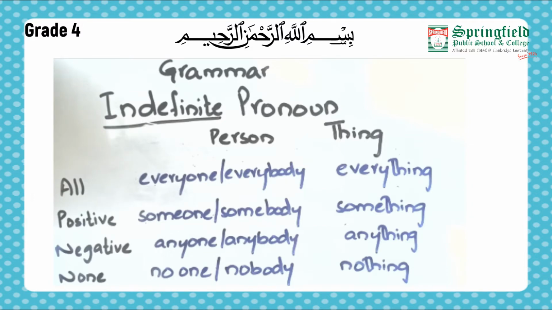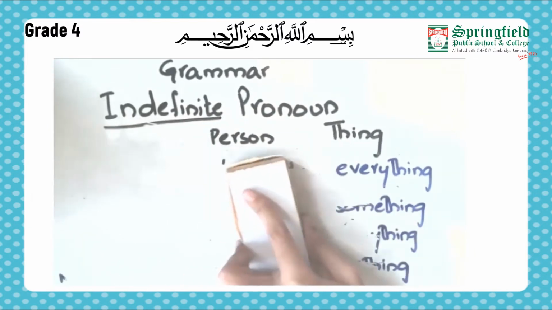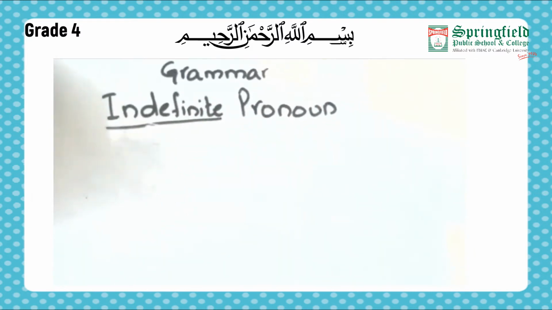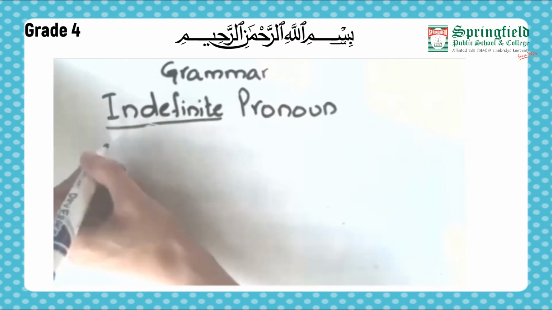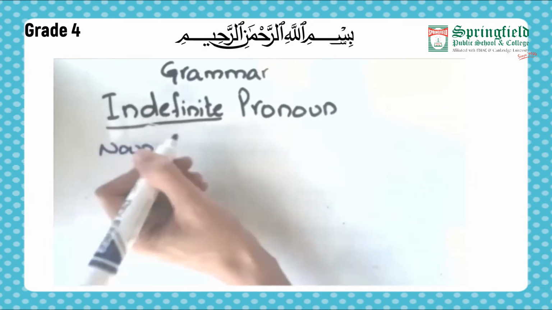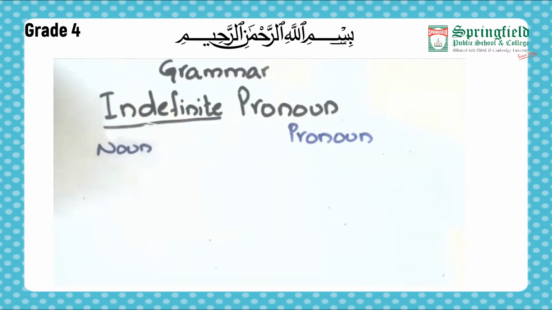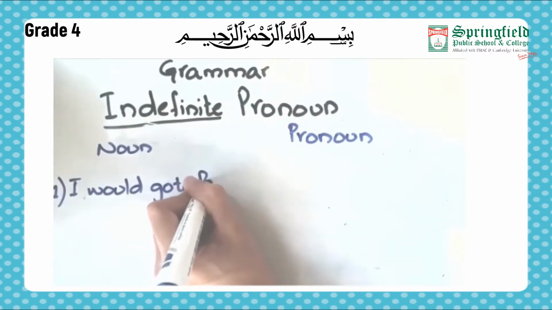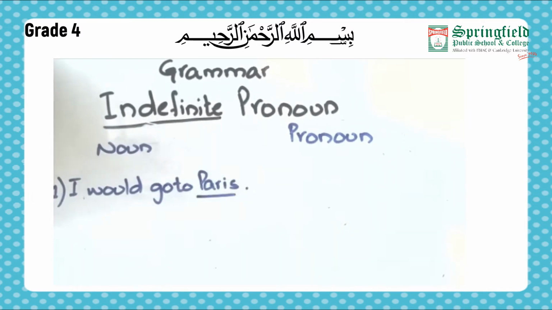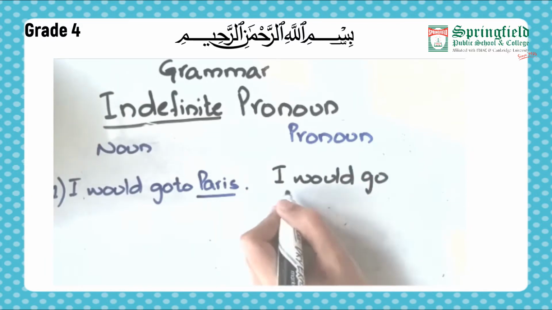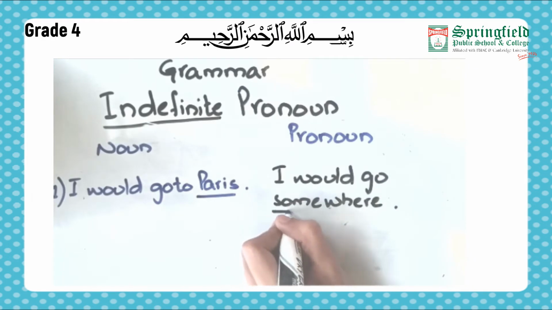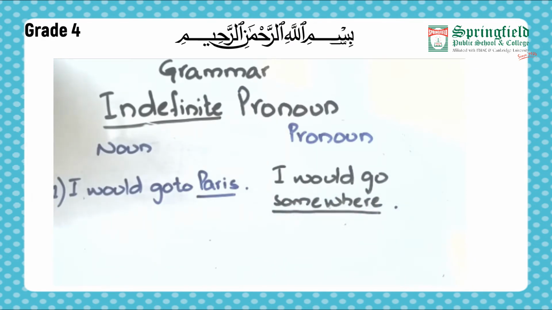Now as I have already told you that pronoun is a word that takes the place of a noun. So these indefinite pronouns also take the place of a noun. How are they going to take the place of a noun? Let's put them into sentences. Now we have a sentence that has a noun, and then we are going to use the indefinite pronoun to make that sentence again. Like our first sentence is I would go to Paris. Now here Paris is the noun. Now when changing this noun to pronoun, how are we going to write? I would go somewhere. So here we used indefinite pronoun that was used to describe some place.